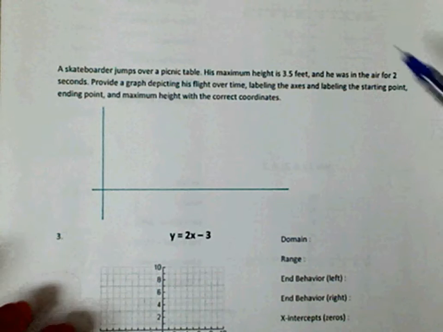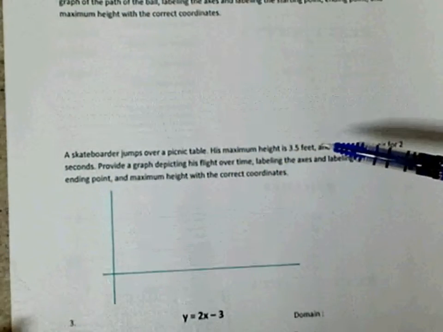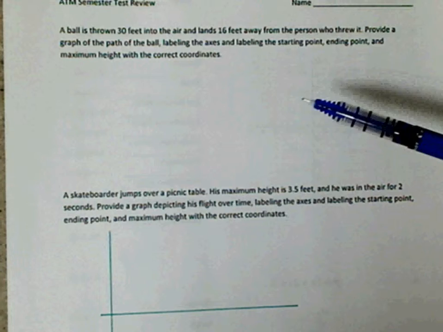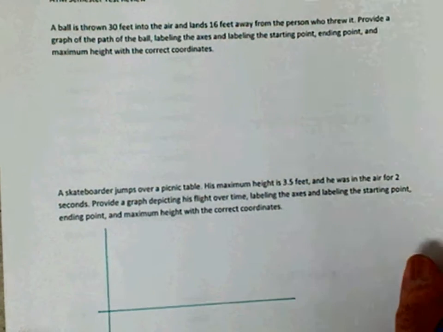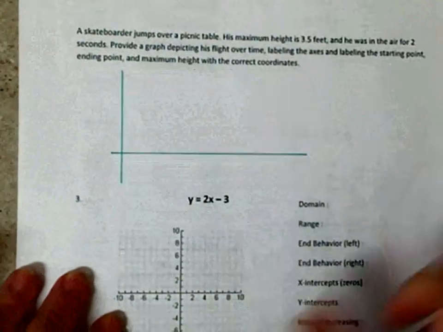This one will cover the skateboarder jumping over a picnic table. It is on the same page as the ball being thrown 30 feet in the air. Okay, I'm going to call that one page 6, and it also has your linear graphing. So let's take a look.